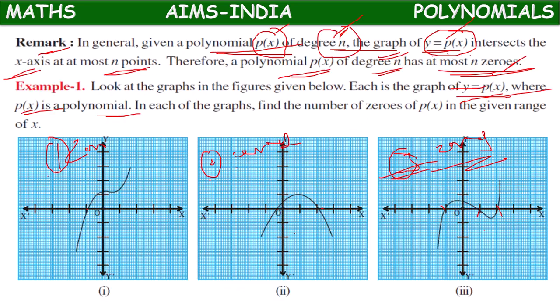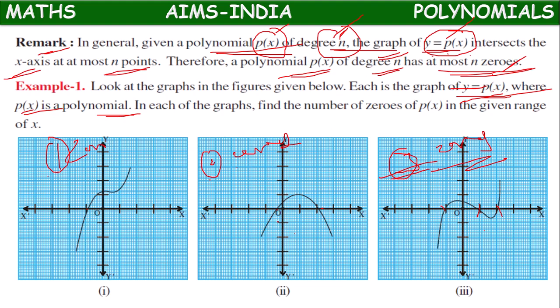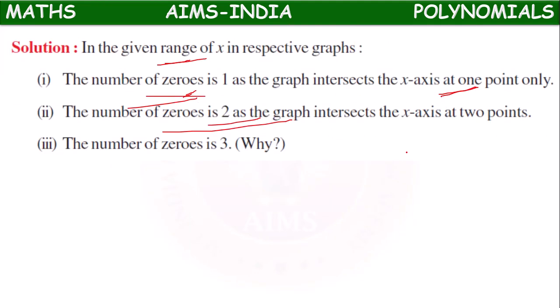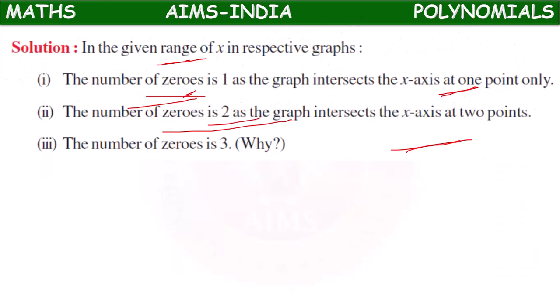So, first graph, the number of zeros is only 1 because it is intersecting the x-axis at only one point. In the second graph, the number of zeros is 2. In the third graph, the number of zeros is 3 because it is intersecting the x-axis at 3 different points. Intersecting x at 3 points, that's why 3 zeros.